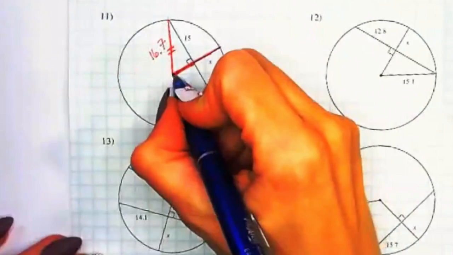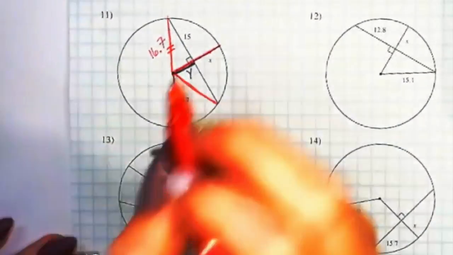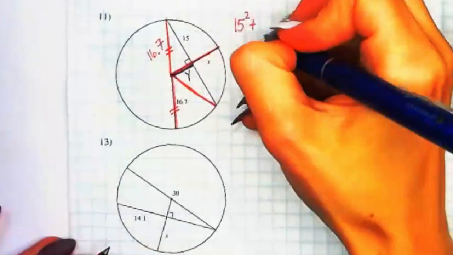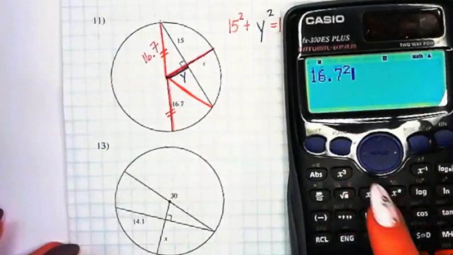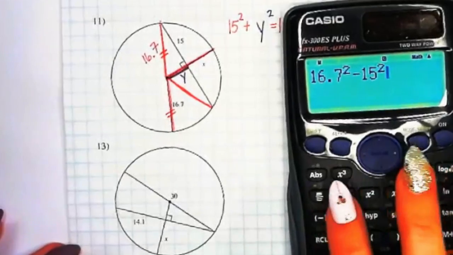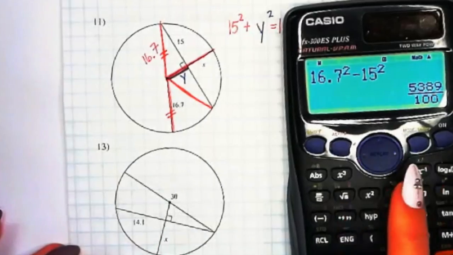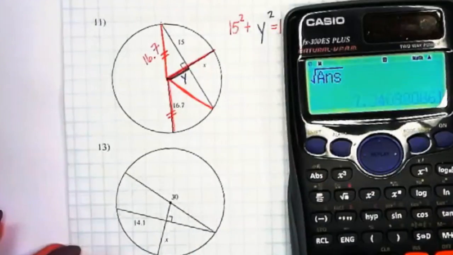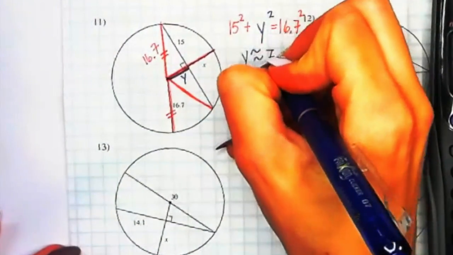So I'm going to start by finding this piece, which I will call y. 15 squared plus y squared equals 16.7 squared, so 16.7 squared minus 15 squared. Watch how you're typing this, it really does matter. Then I'm going to take the square root of that. So square root of my answer, shift, enter. I get about 7.3 for the y value.